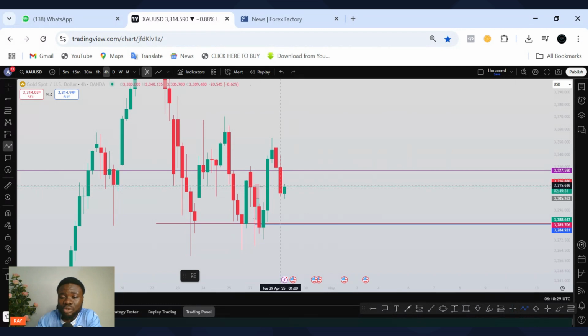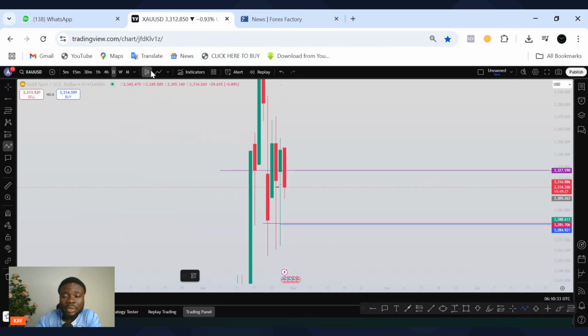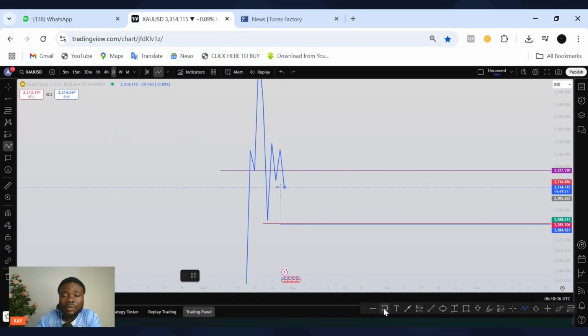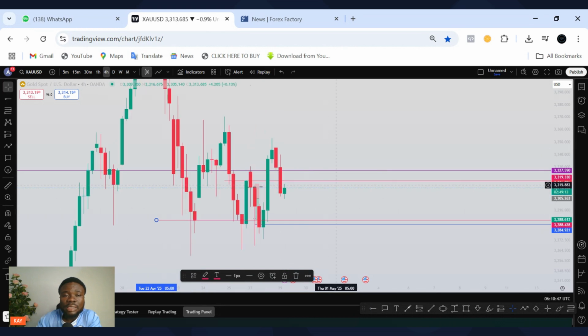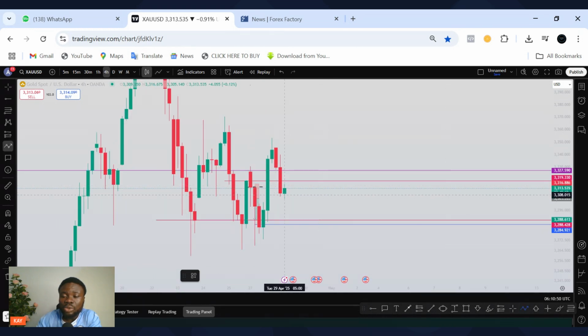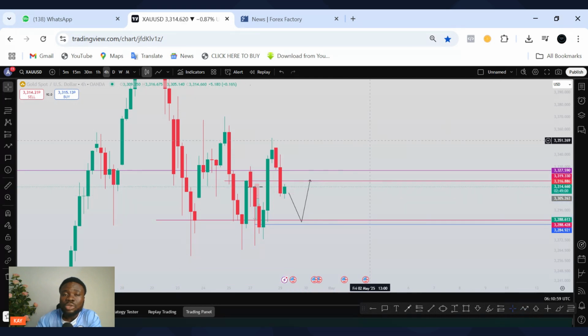Since price is in the middle of the range, let's look at the daily time frame and see if there's any key level that we can rely on to make a decision. Looking at the daily time frame, this is the only reaction level, and there's another reaction level over here. Moving to the H4 time frame, price is in a consolidation zone. At this point, what I'm waiting for is price to pull back to this level. So that's it for the daily market outlook for 29th of April 2025.